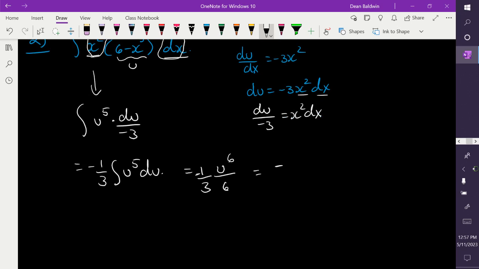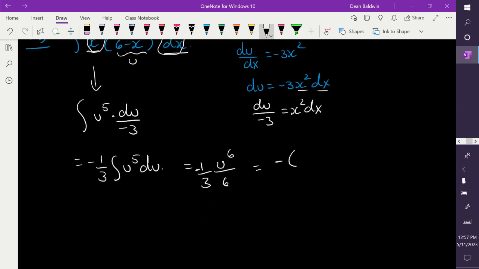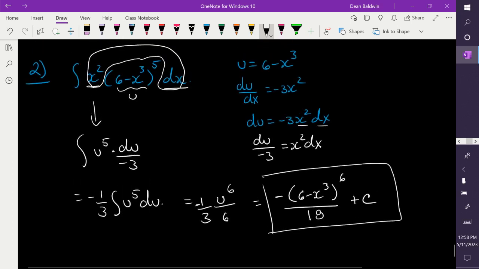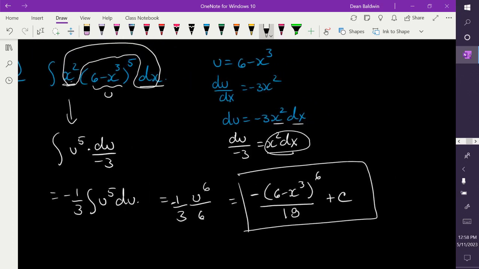And then you sub back in your u. So I get negative, what's u? 6 minus x cubed. Yeah, to the power of 6. Over 6 times 3 is 18. Throw on your plus c, and you're done. All right? What happens to the du? Because then you're doing the antiderivative, right? When you do the antiderivative, that goes away. That's the du. That is this. This x squared dx is equal to that.